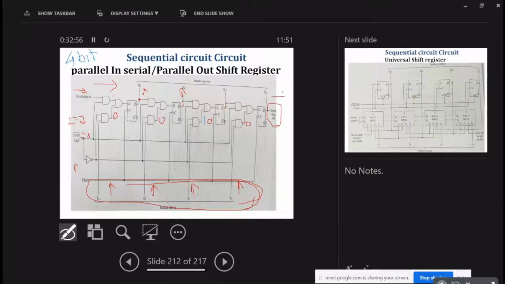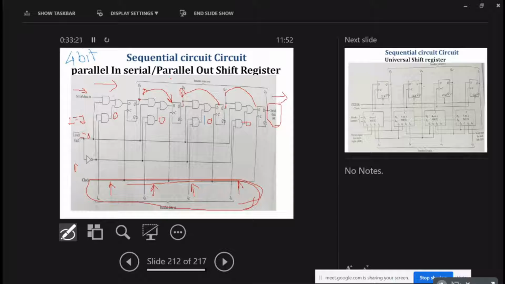First information we will get immediately, next this will get shifted here, next it will get shifted here, in the next cycle it will get shifted here. Okay, so this is the parallel in serial out or parallel out shift register. In the same register, we can utilize this same register for serial out or parallel out.